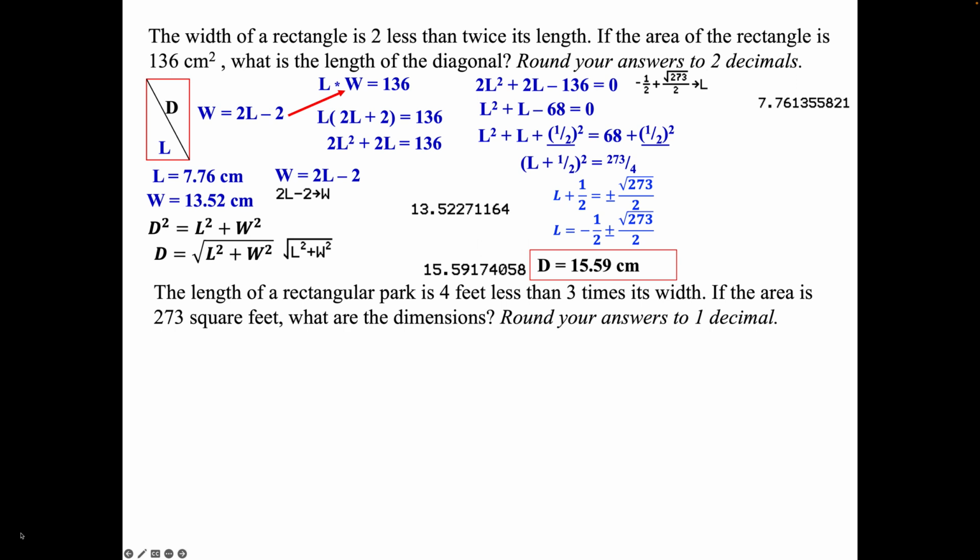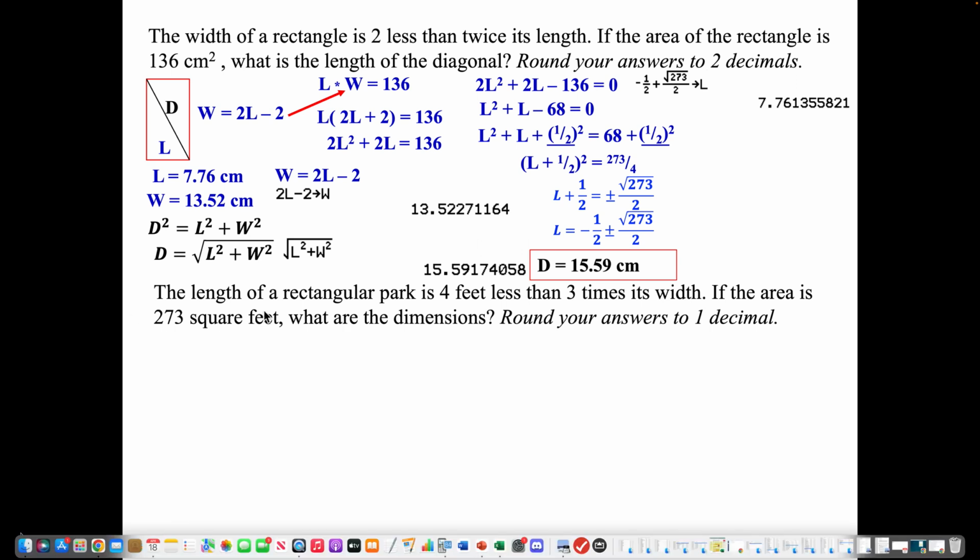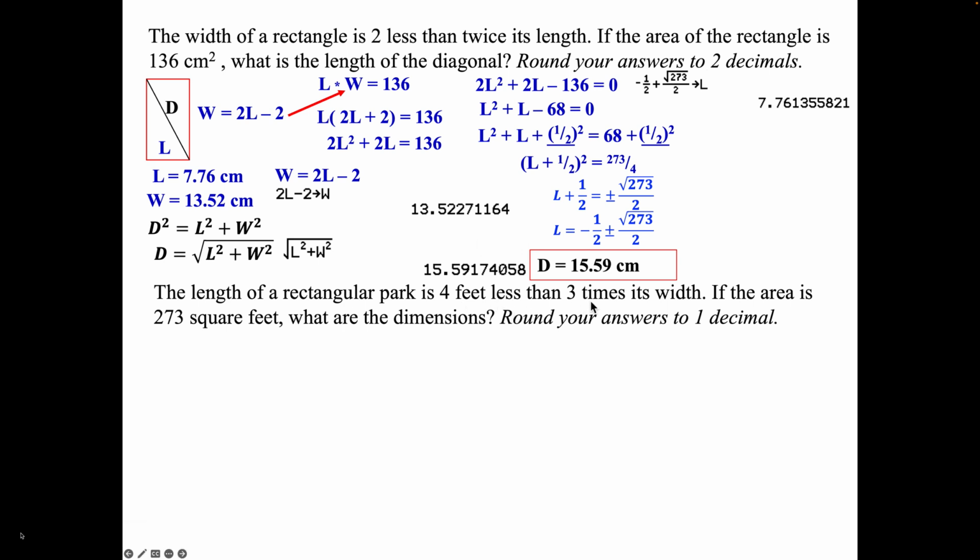All right, the next example that we're going to look at: the length of a rectangular park is 4 feet less than 3 times its width. If the area is 273 square feet, what are the dimensions? And again, round your answers to 1 decimal place.